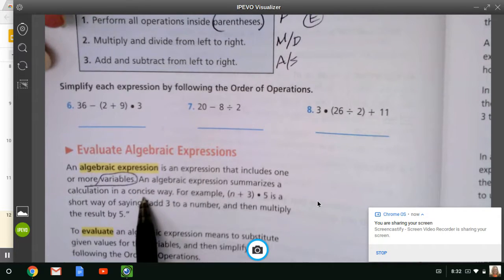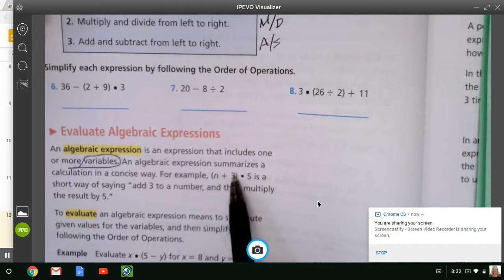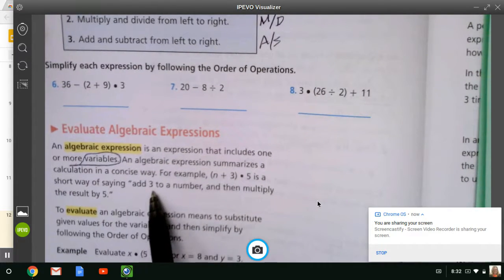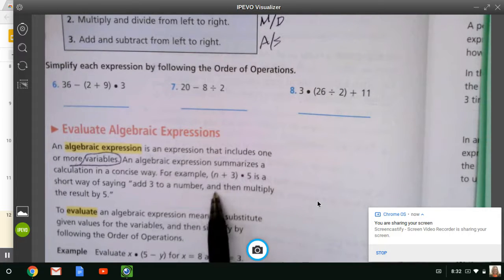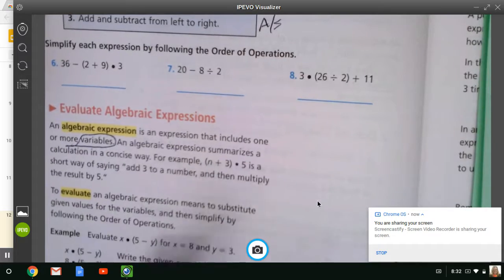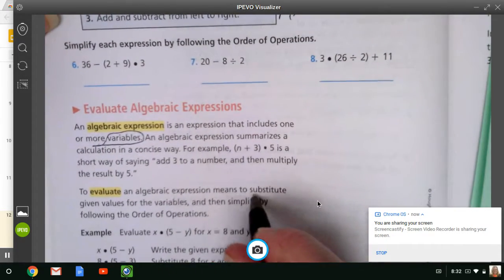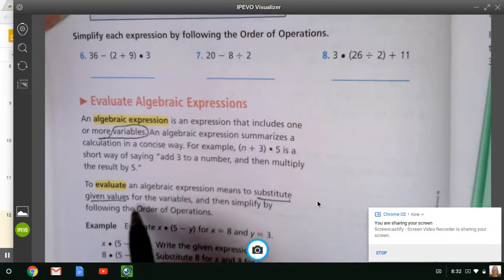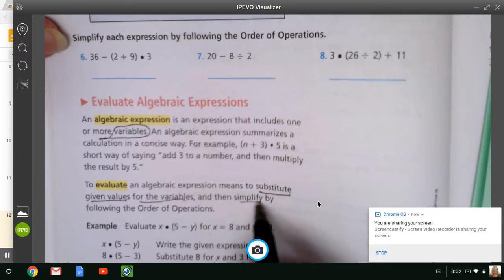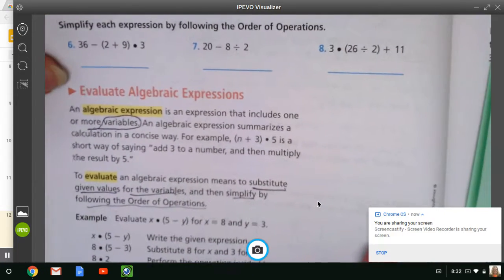That means very specific. For example, the answer to n plus 3 times 5 is a short way of saying add 3 to a number and then multiply the result by 5. To evaluate an algebraic expression means to substitute given values, so whatever numbers they tell you to plug in for the variables, and then simplify by following the order of operations.